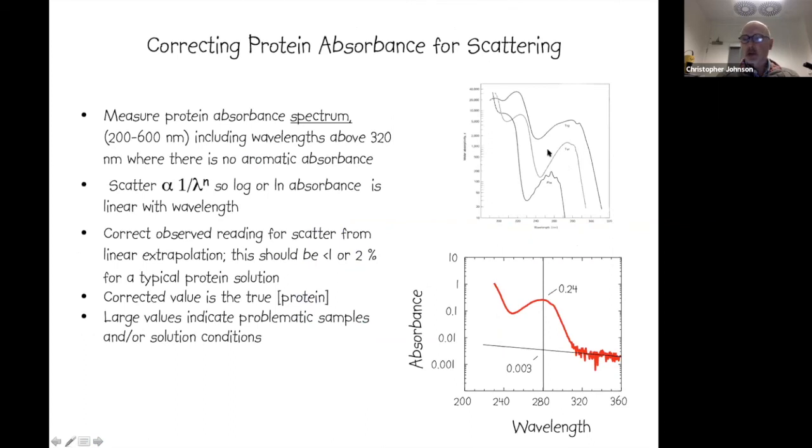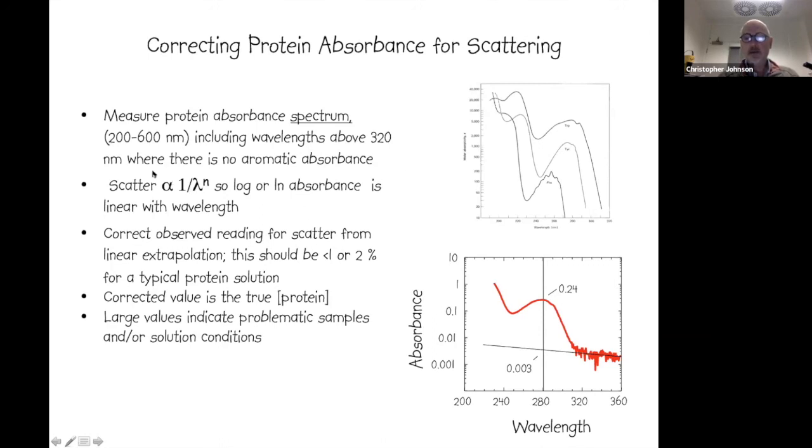So we know that in proteins, the aromatic groups do not really absorb above 320 nanometers, even tryptophan. And so therefore, we know that any absorbance that we see above 320 nanometers is likely to come as a result of this apparent reduction in transmission caused by scattering. And so it's very important that when you measure the protein concentration, you measure the whole absorbance spectrum, go right out to 600 nanometers, and definitely include wavelengths above 320 nanometers where there's no absorbance.